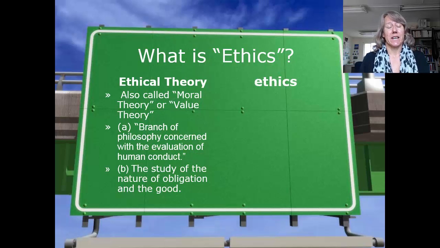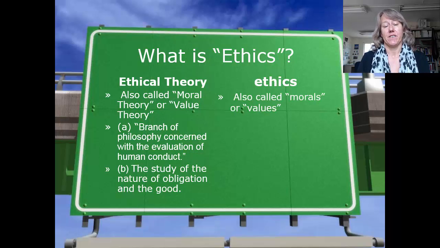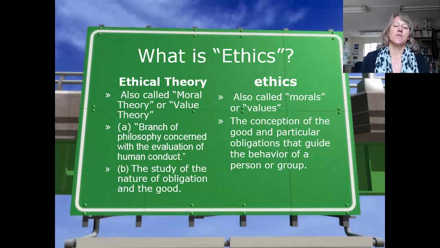So how does that relate to small e ethics, like when we talk about a code of ethics? This kind of ethics is also called morals or values. In fact, I typically use the terms moral, value, and ethics interchangeably. I don't make a big distinction between them. Ethics usually refers to the conception of the good and the particular obligations that guide the behavior of a particular person or group. So there's ethical theory that tries to say, here's how we should think about ethical questions, here's how we should determine what's the right answer to an ethical question. But then there's also one's own particular set of values, or one's own profession's set of values and morals. And those are often more specialized to the particular person or to the particular profession.